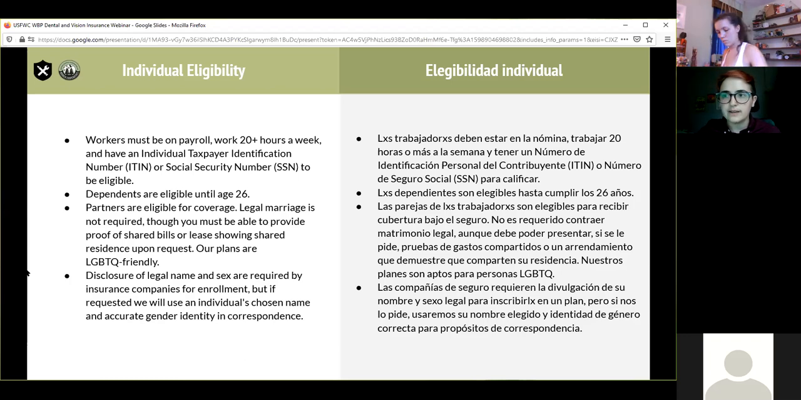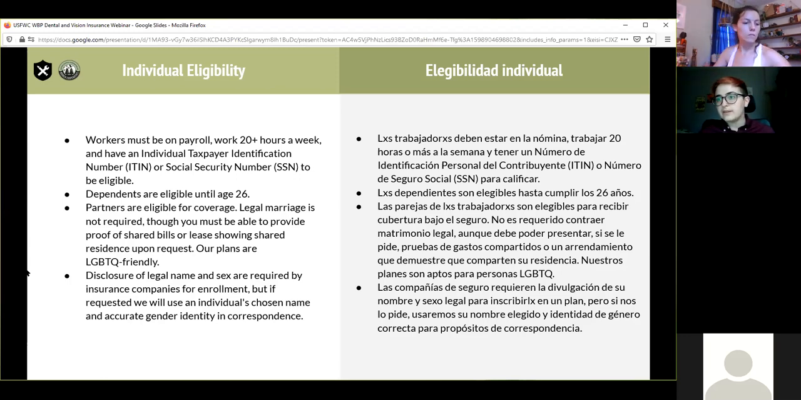Workers that are enrolled have to have either an individual taxpayer identification number or a social security number. So that's really important to know: if you don't have a social security number, as long as you have an ITIN, you are eligible for the plans.